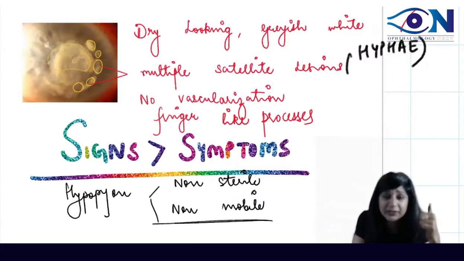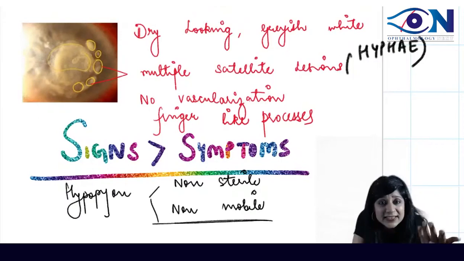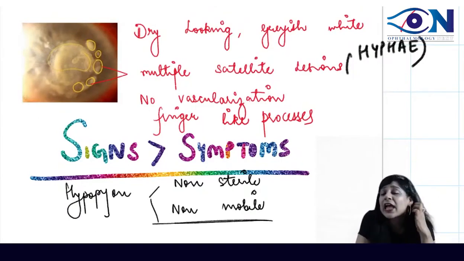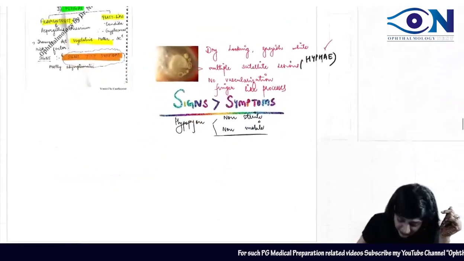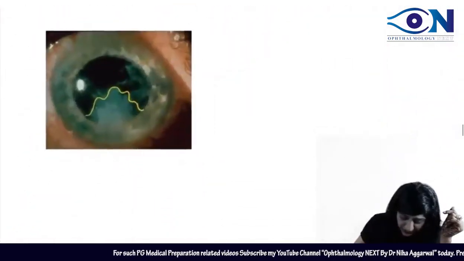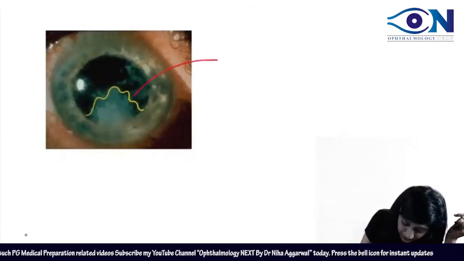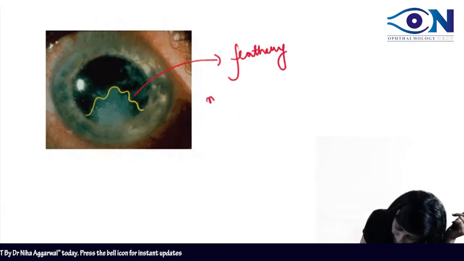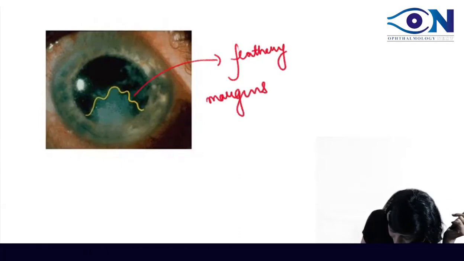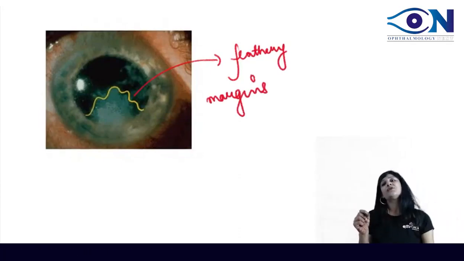फंगल कॉर्नियल अल्सर में ड्राई लुकिंग है, ग्रेइश वाइट है, सैटेलाइट लीजन्स हैं, फिंगर लाइक प्रोसेसेस है, मोर साइंस हैं, वैस्कुलराइजेशन एब्सेंट है, वाइट-ish आई हो रही है, and signs are always more than the symptoms. Then another important thing is, see this, you will have the feathery margins. These are all the important features of fungal corneal ulcer.